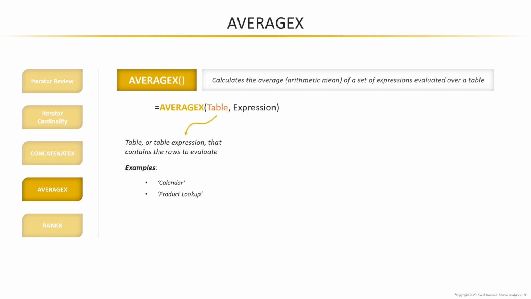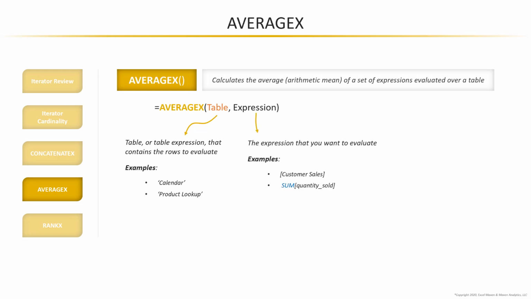The first parameter is the table, and this can be a physical table in the model or an expression that creates a table. This table contains all of the rows that are going to be evaluated by the expression. So for example, you might choose the calendar table or the product lookup table as this input, or potentially create some sort of other table based on an expression.